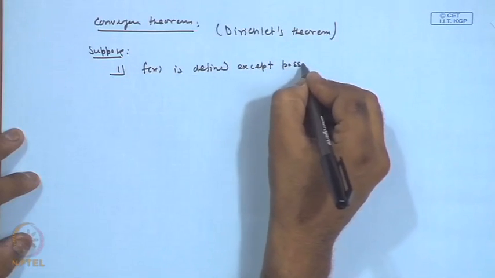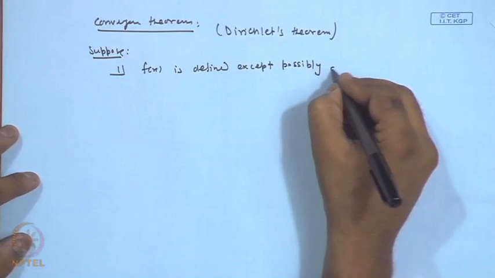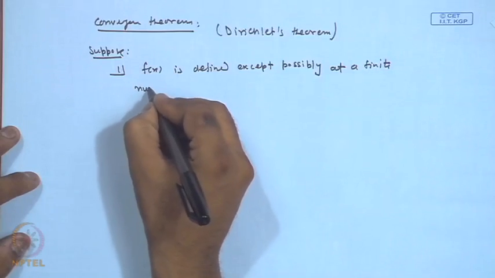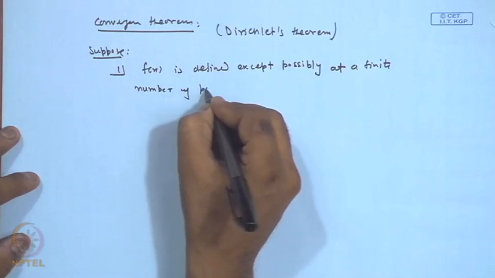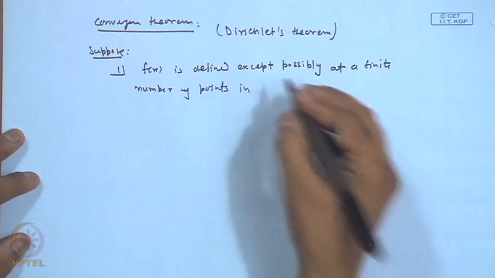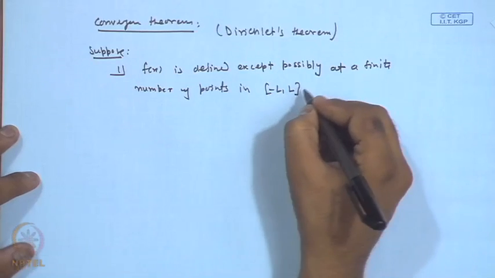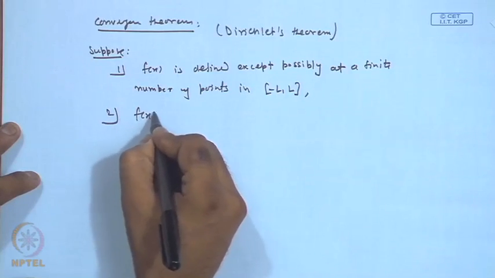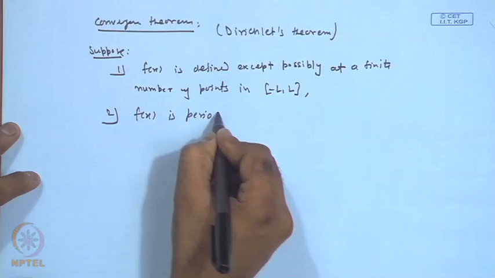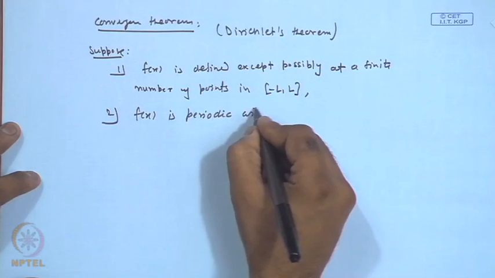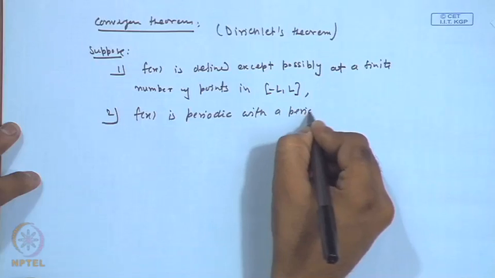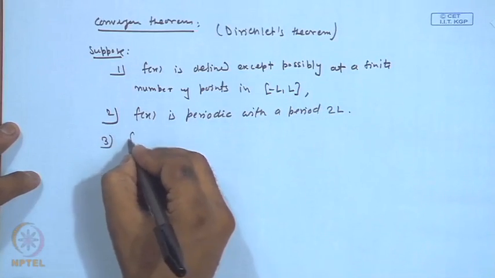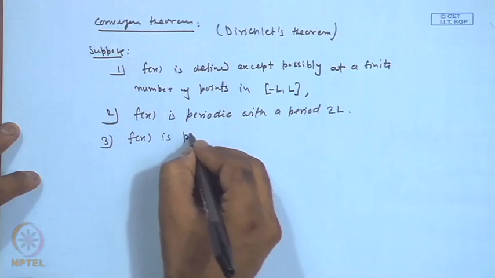except possibly at a finite number of points in, and let us take a general interval, minus L to L, or we can take an open interval minus L to L, and f(x) is periodic with a period 2L, and f(x) is piecewise continuous.